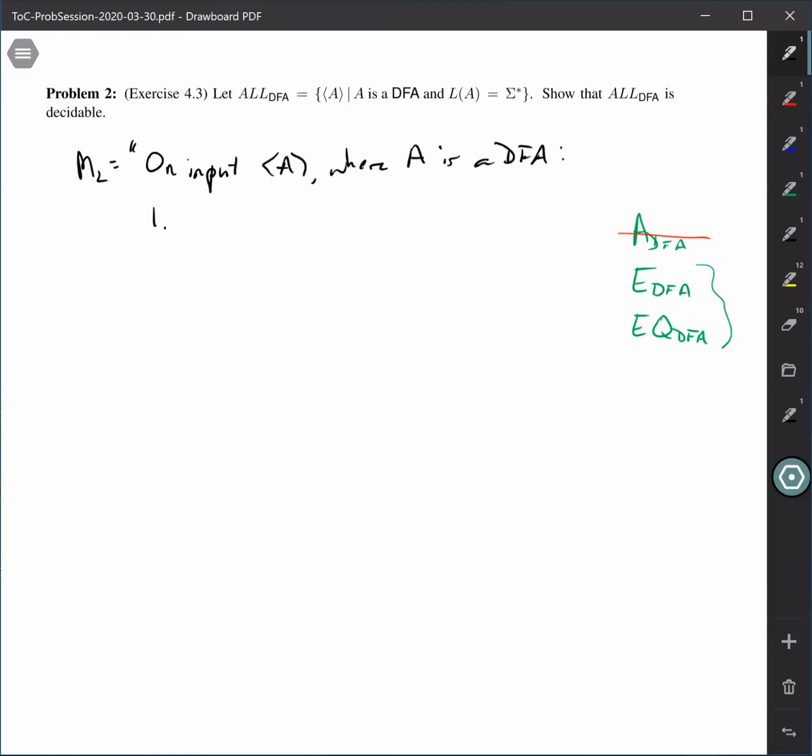Good. So we swap accept and reject states. Now, again, a little bit of terminology. We didn't have reject states in DFAs. We did have acceptance states, or we had final states. So what we want to do is turn everything that's a final state into a non-final state, and everything that was a non-final state into a final state, right?